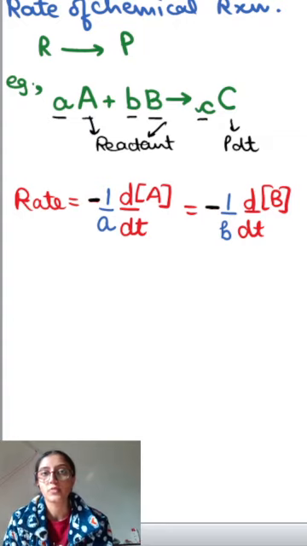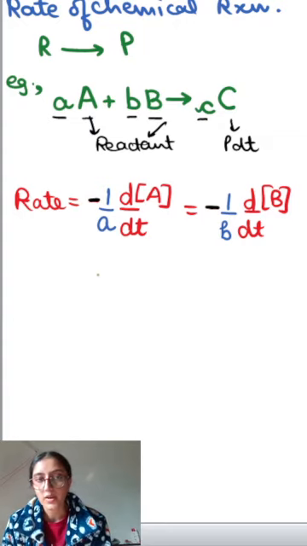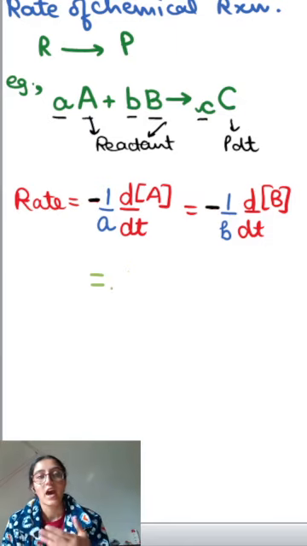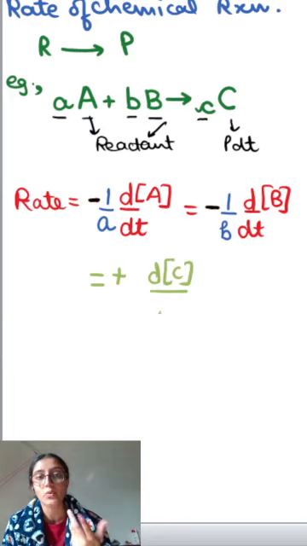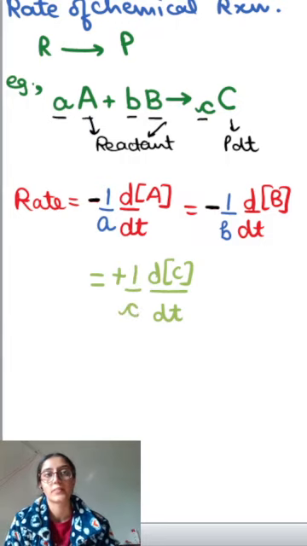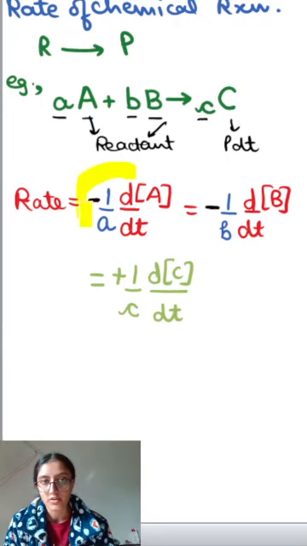And what about the product? How are we going to equate it with the product? In a similar manner, the change in concentration of C: the concentration of C is going to increase. That's why I have applied a positive sign. And the concentration of C increases with respect to what? Time, dt. And what about its stoichiometric coefficient? Again, the reciprocal of that. All right. So these three terms are equal to each other.